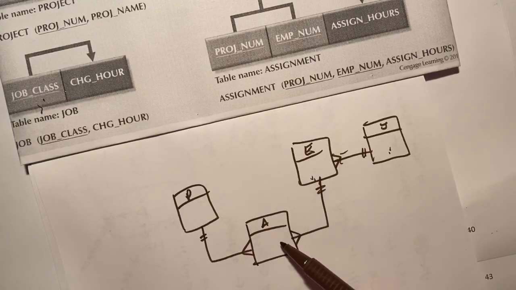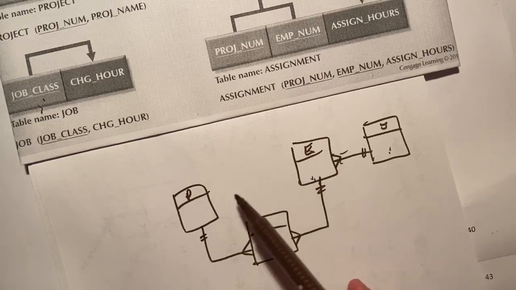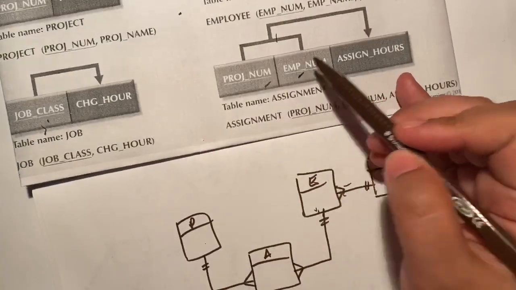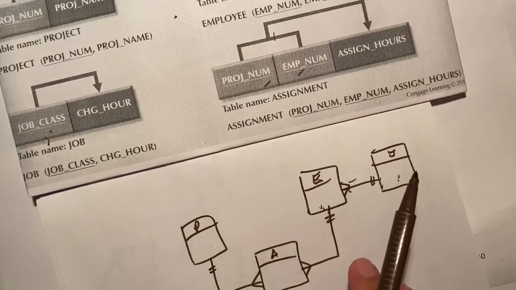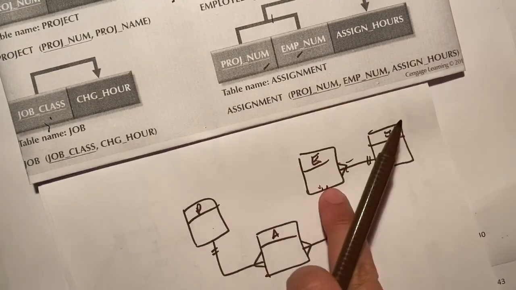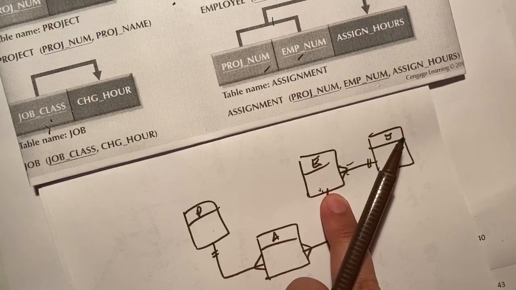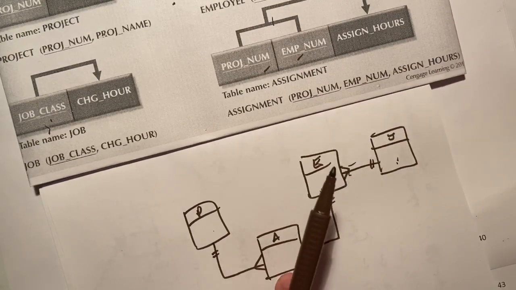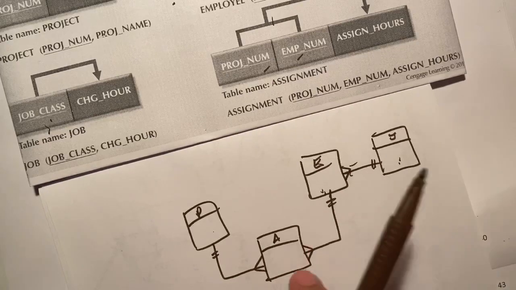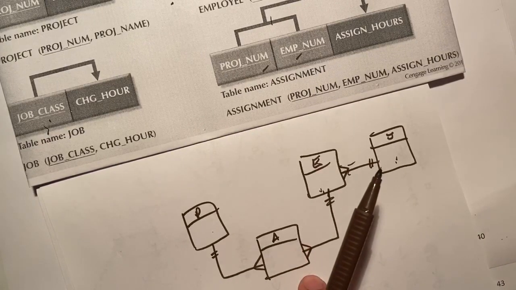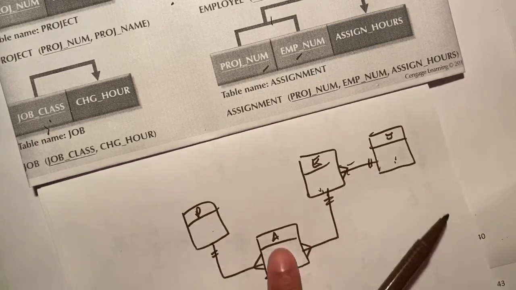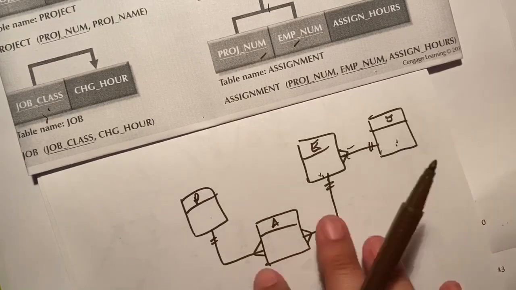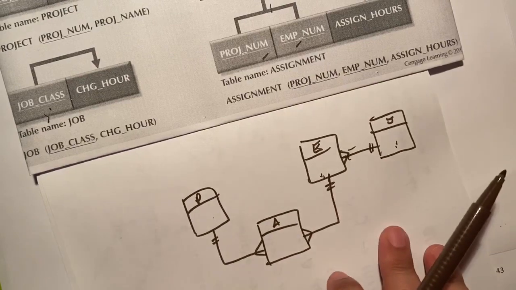And then the assignment is obviously the composite entity between project and employee number. This is the clue. Previously, project and employee had a many-to-many relationship, and then it derives this table. Usually the start of normalization is a composite entity, but it depends on a case by case basis, right?